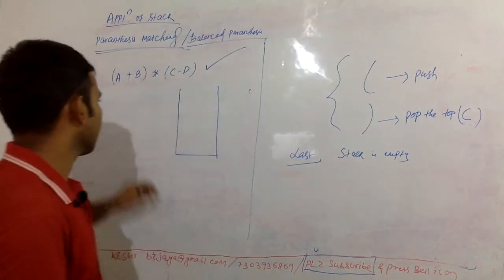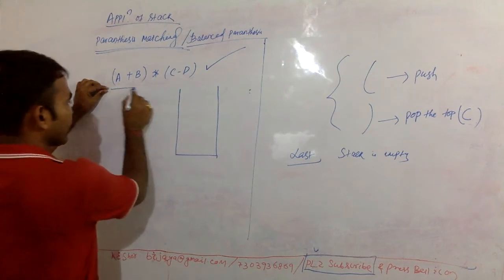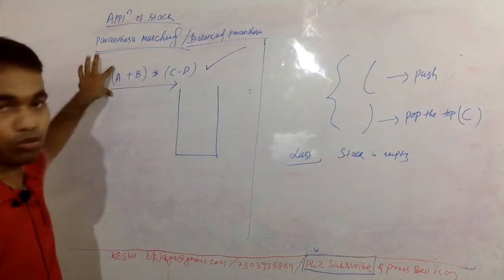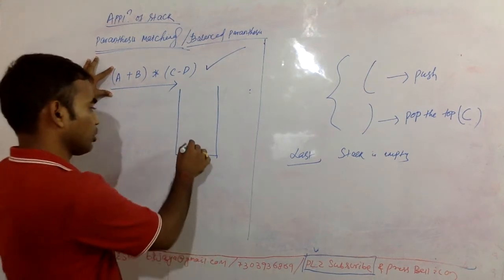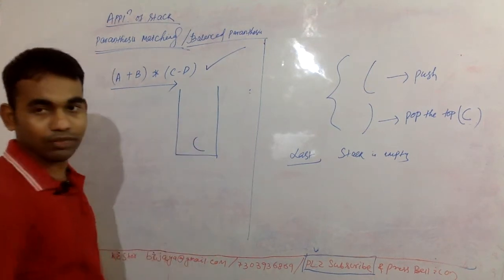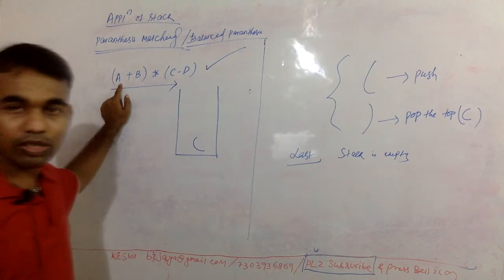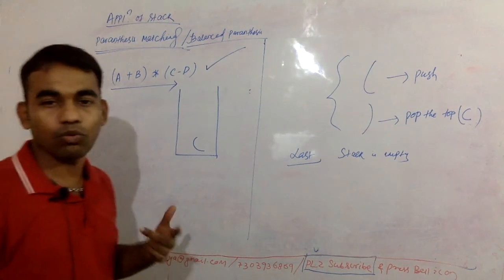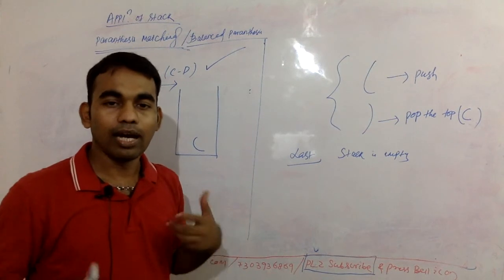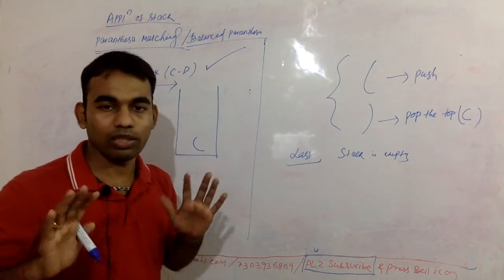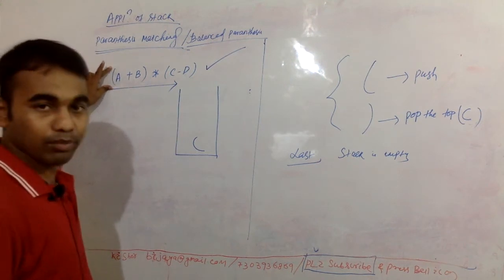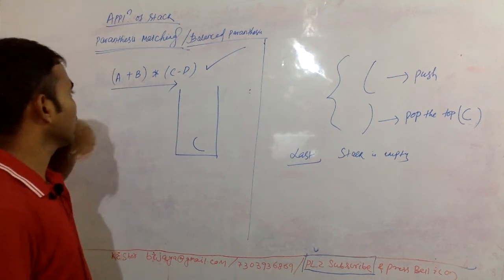But let's understand. I will scan this particular expression from left to right. I will start with the first character. Is it a left or right parenthesis? No, then I will ignore it, because we are interested only in the left and right parentheses, and the problem tells us we are checking only the parentheses. So if anything else comes apart from this particular bracket, then we will ignore it.